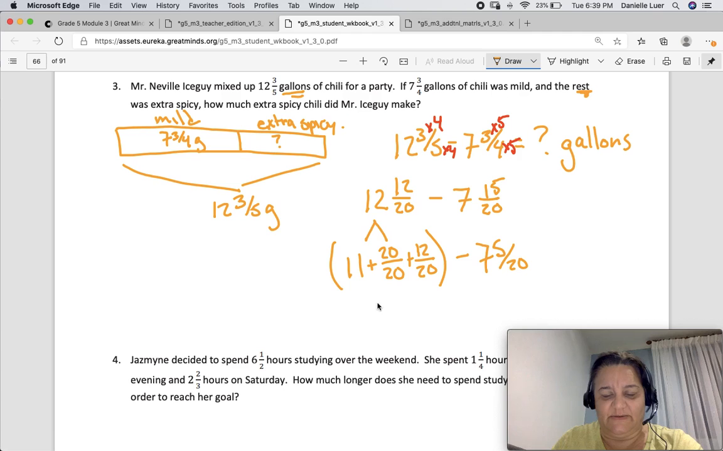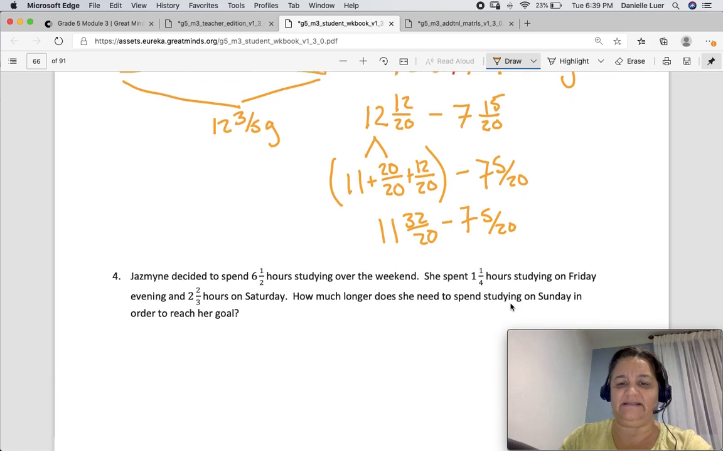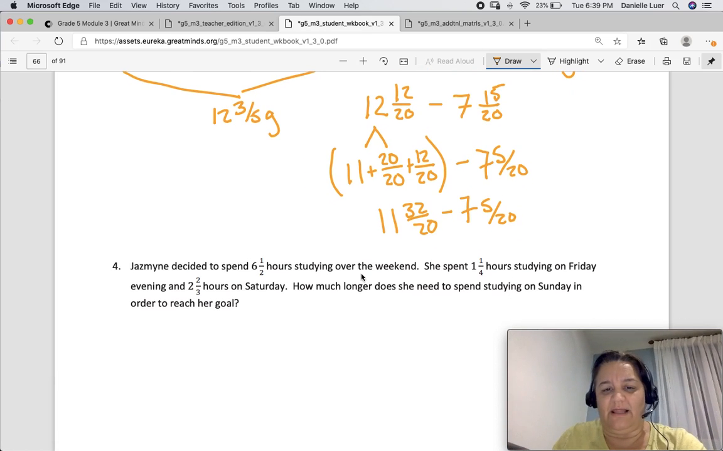Okay, so this means that this is going to be 11 and 32 20ths minus 7 and 5 20ths. Now I can definitely subtract those. So 11 minus 7 is 4. 32 20ths minus 5 20ths is 27 20ths.